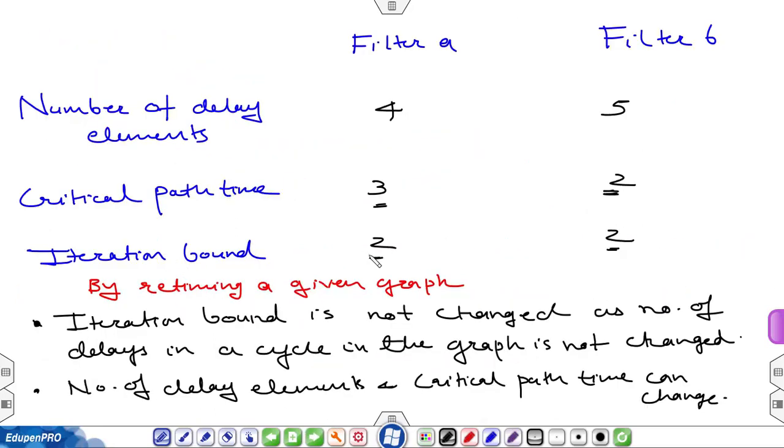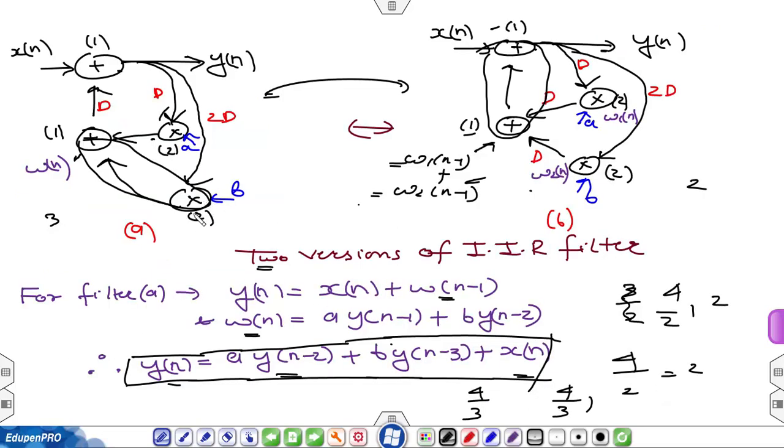Okay, so iteration bound is not changed, and we can conclude that iteration bound is not changed as the number of delays in a cycle in the graph is not changed, and the number of delay elements and critical path time can change. So the number of delays are different and critical path time is different, but iteration bound is the same, and total number of delays in a cycle is also the same.